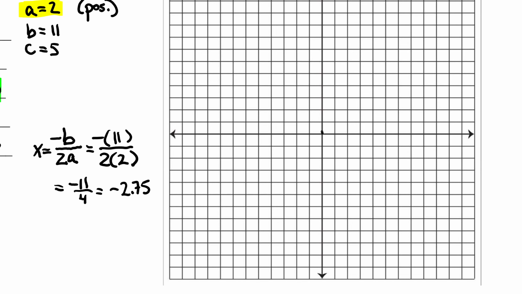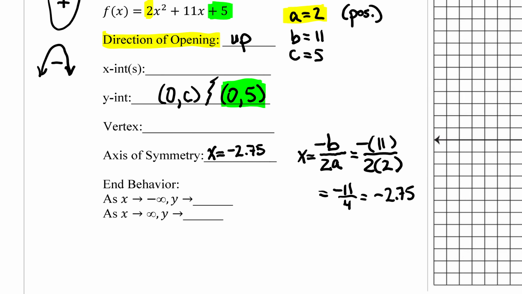So I'm going to count over here. 1, 2, and then not quite to 3. Right there, that negative 2.75, that's where I'm going to draw my axis of symmetry. Just a dotted line to help me remember that my parabola is symmetrical about that line. All right. So now we know part of the vertex. Negative 2.75 is the x-coordinate.